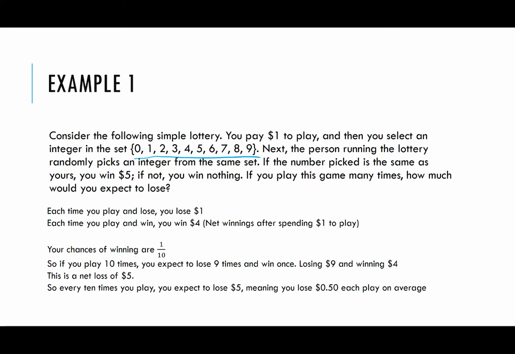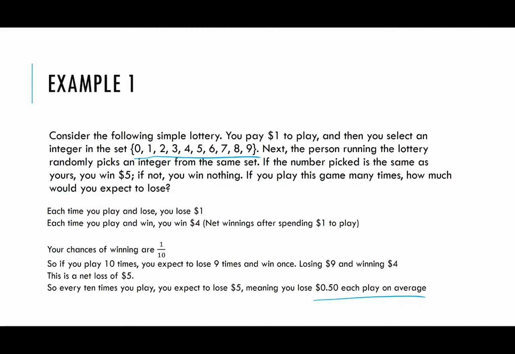So every 10 times you play, you win $4, but you lose 9. So that's a net loss of $5. So if you lose $5 in 10 plays, then you're losing 50 cents a play on average, right? If you play it 10 times and you lose a total of $5, you're losing about 50 cents each time you play. So that's sort of what our net loss is. Every time we play, we lose 50 cents. Or basically, think of it this way. Every time the person who runs this lottery plays, they're expecting to win 50 cents every time.